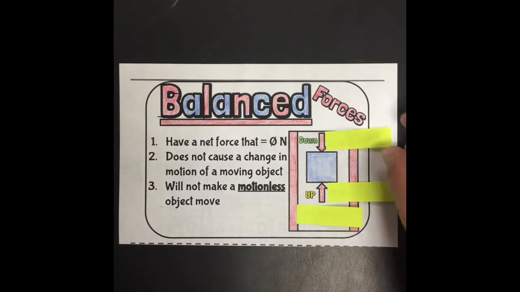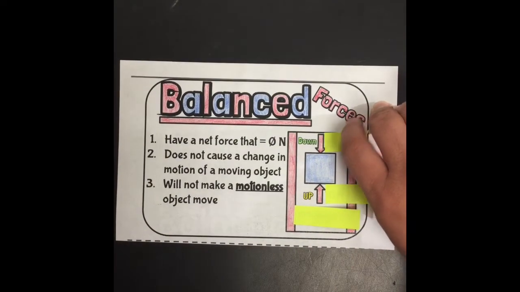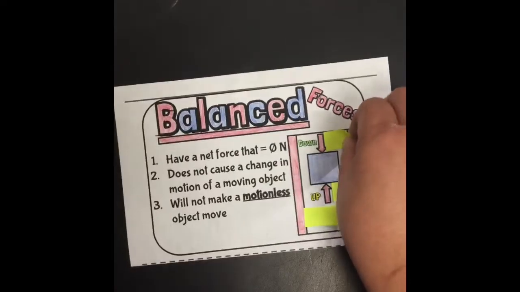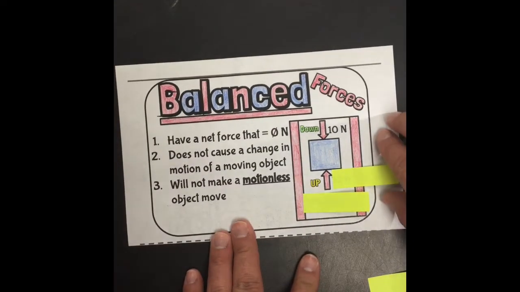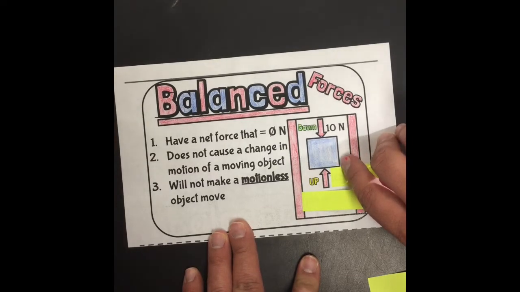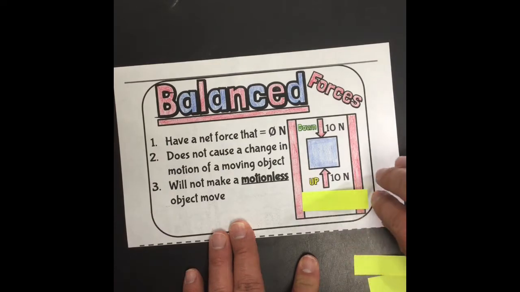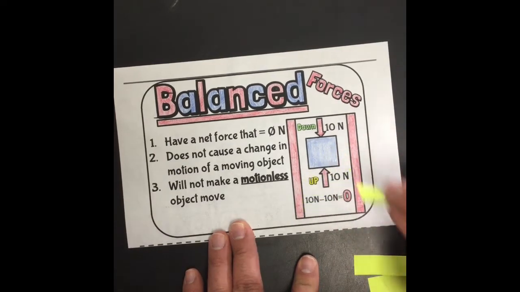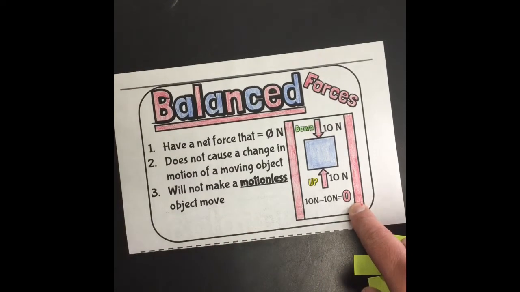How do we calculate that? Pretty simple. We take the given 10 newtons, that's 10 newtons of pressure being pushed from the box and the 10 newtons of pressure being pushed from the floor, and we subtract them. So you now have 10 newtons minus 10 newtons equals 0 newtons. That makes it balanced.